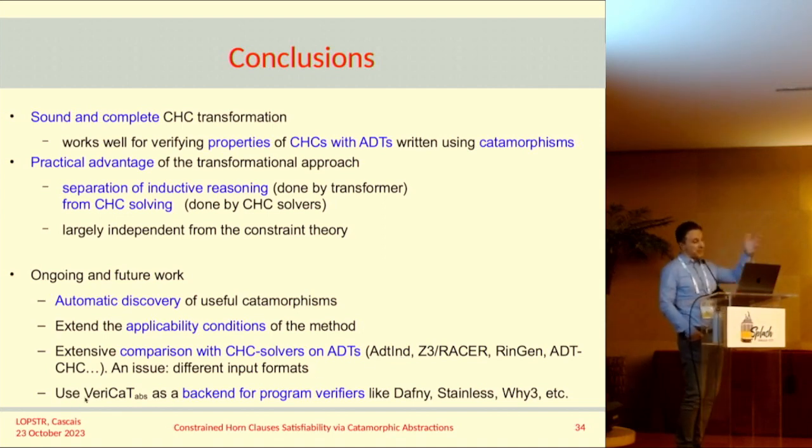And a medium-term objective is using our transformation approach as a backend for program verifiers, like Dafny, Stainless, and Why3, for instance. That's all. Thank you.